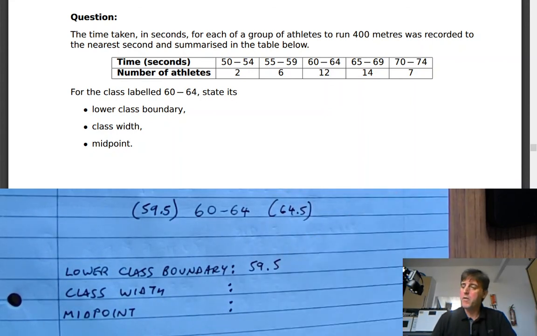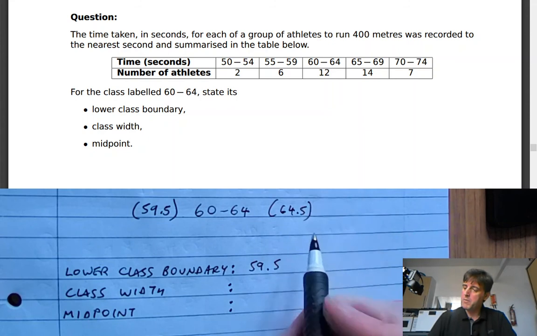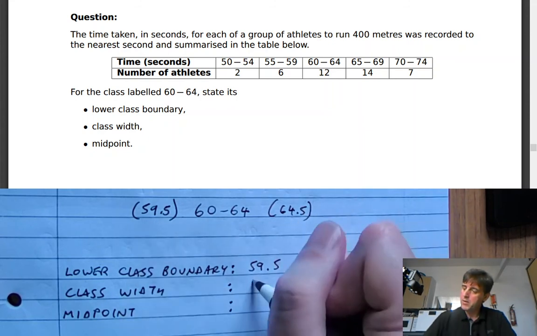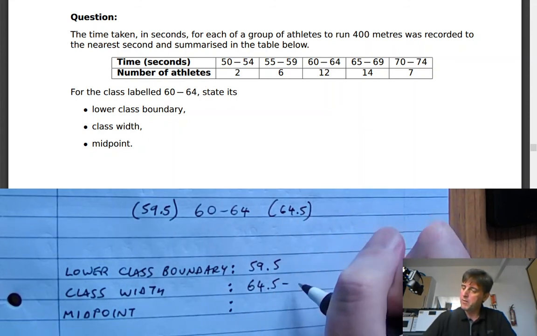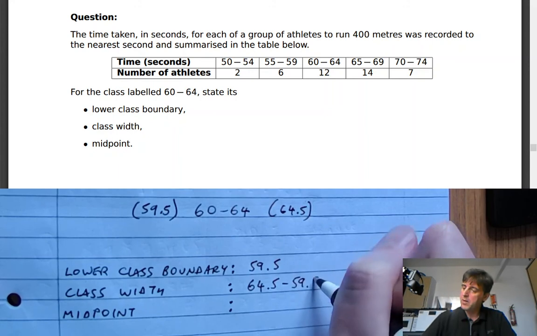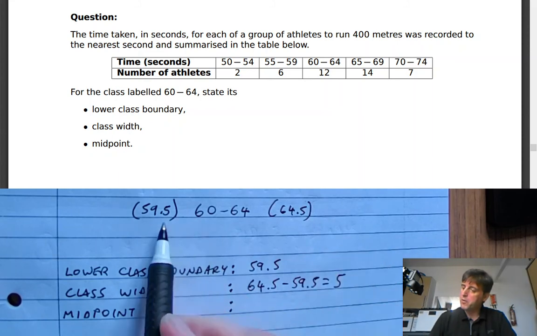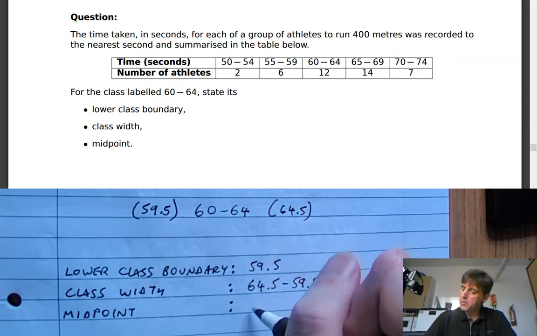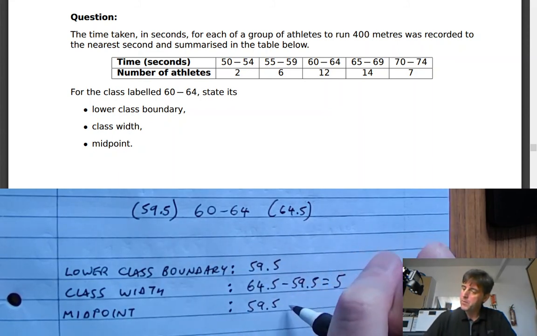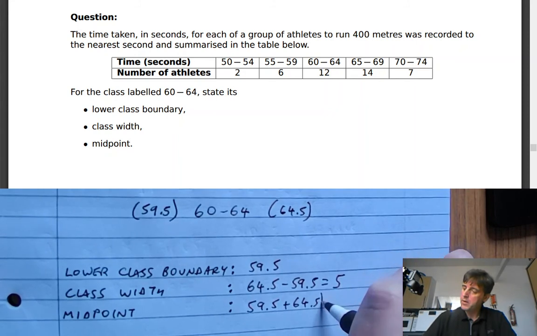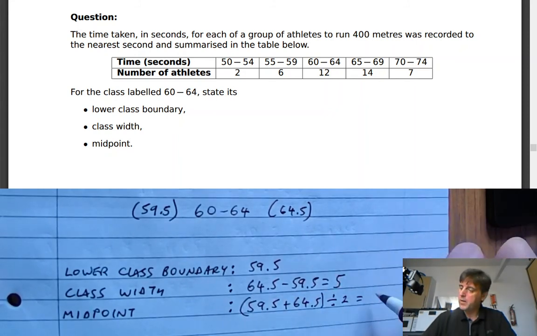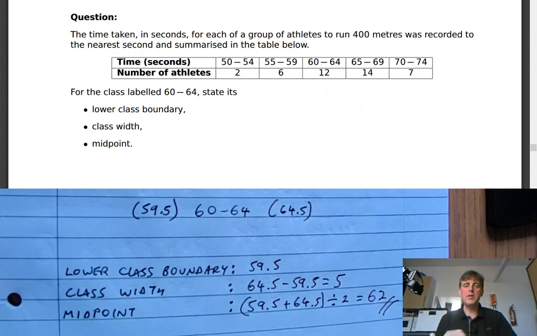The class width would be this number here minus this number here. So 64.5 minus 59.5, which is 5. And then finally the midpoint, if we take the average of those two class boundaries, so I'll add them together and then divide by 2. And I think therefore we get the answer 62 is the midpoint of that class.